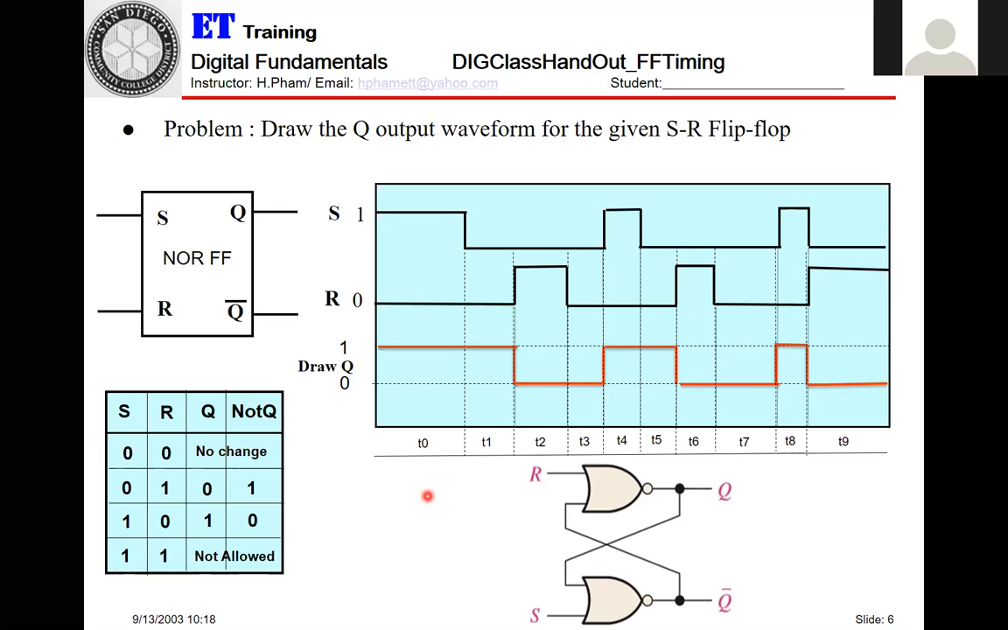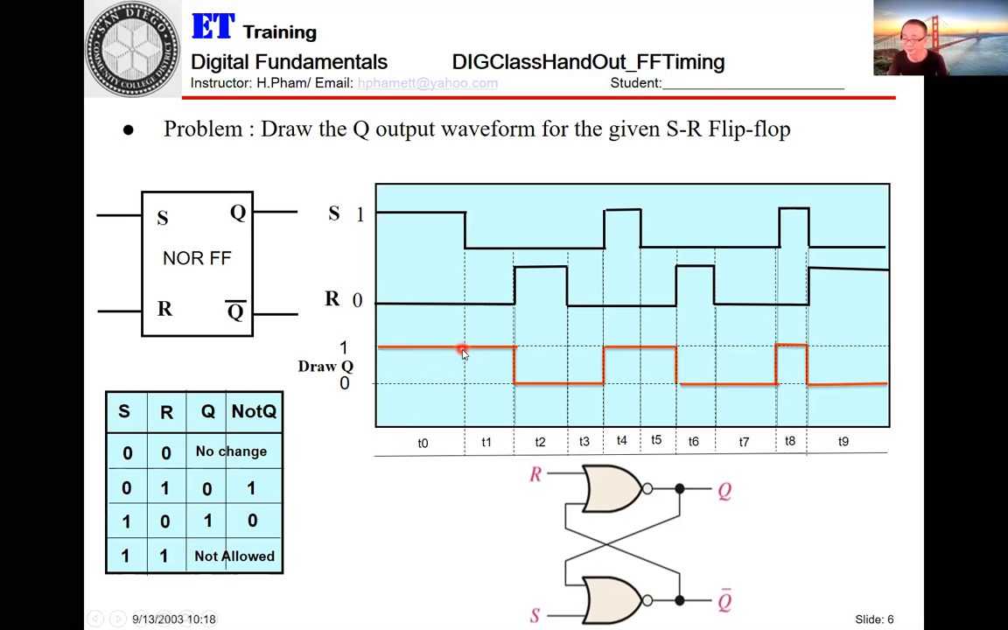Can you repeat that, Mr. Pham? Can you repeat the S and R, please? The top one? Okay. S and R here, right? Yes. Okay, so basically you can get the truth table here, right? Yes. Okay, active high. You get a 1 here, 0 0 here. So at T0, they will be 1. The table will tell you. S is 1, R is 0, Q is 1. Okay, they will be 1 up to here.